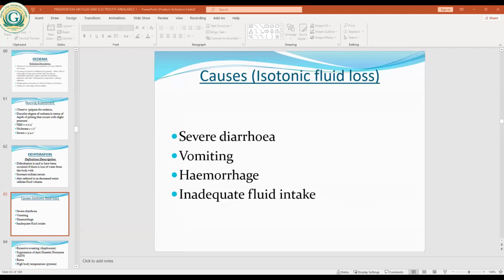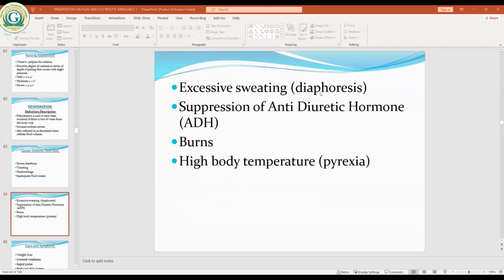So we have severe diarrhea. Once you are having diarrhea and vomiting, definitely you are losing fluids. Hemorrhage, you are losing blood, and the blood, the highest composition is fluids. Once you lose blood, you lose fluids. Inadequate fluid intake. You are not taking enough fluid. We talked about it in fluid volume deficit. It's almost the same as dehydration. Excessive sweating, diaphoresis. Once you sweat excessively, you are losing fluids. Sometimes you could see that once you sweat on the skin, the sweat dries, you could see some crystals of salt on the skin. And that tells you the sodium that has been dried out.